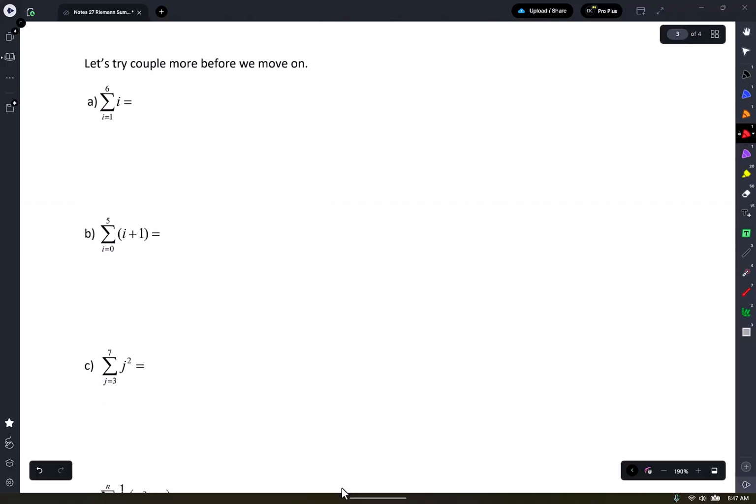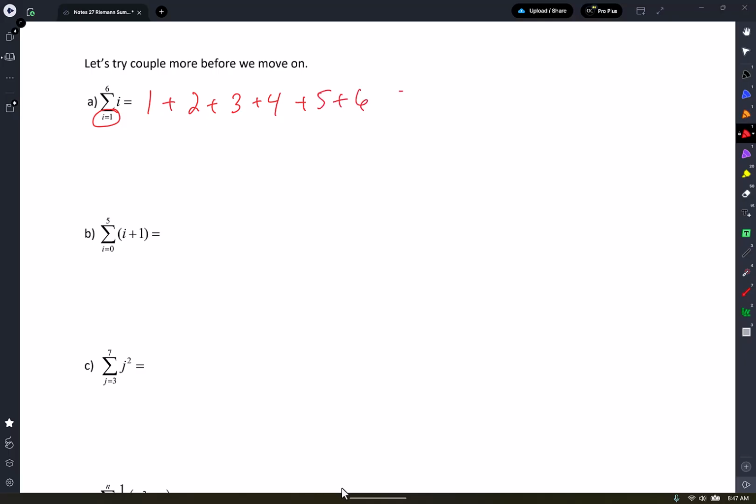So here we go. Let's try a few more. Let's see if we can do this. And then in a little bit, I'll show you with a calculator. All right, so where do I start with this one? Letter A. Start at 1, and then you're not going to stop until you reach what number? 1 plus 2 plus 3 plus 4 plus 5 plus 6. All right, let's add that up. 1 plus 2 is 3. 3 plus 3 is 6. 6 plus 4 is 10. 10 plus 5 is 15.